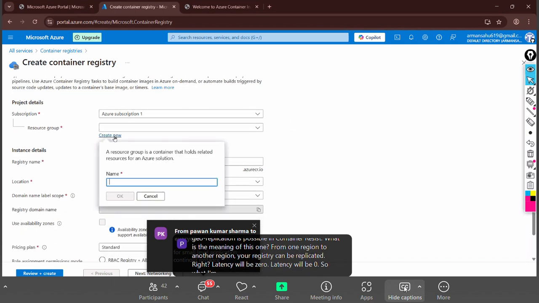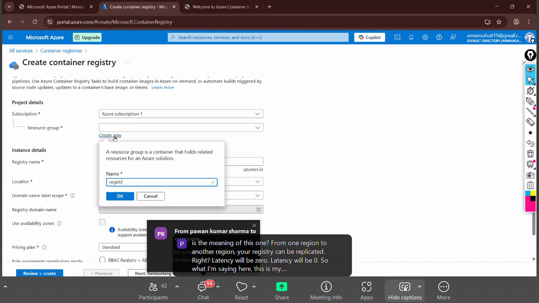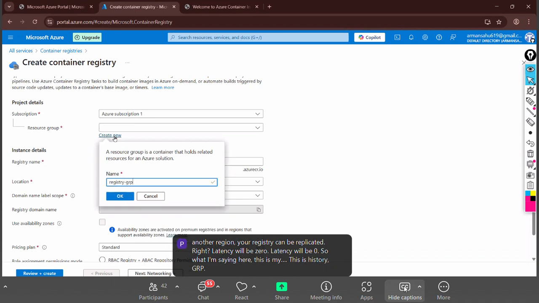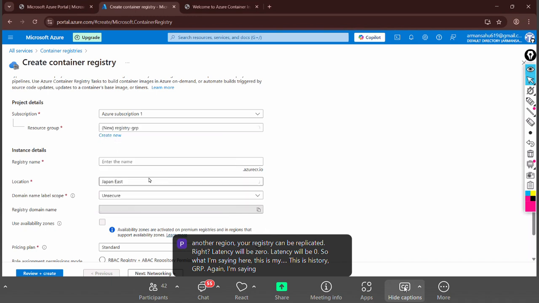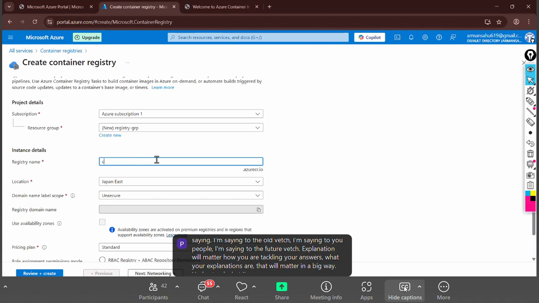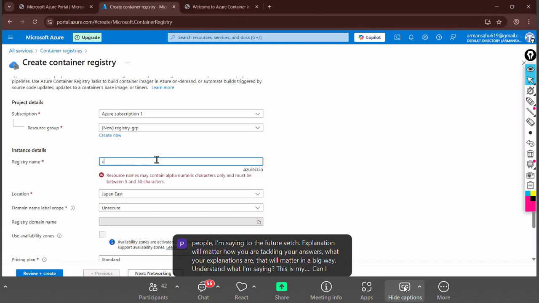So what I'm saying here, this is my registry. I'm saying to the old batch, I'm saying to you people, I'm saying to the future batch: how you are tackling your answers, what your explanations are, that will matter in a big way. Understand what I'm saying? This is my class registry.